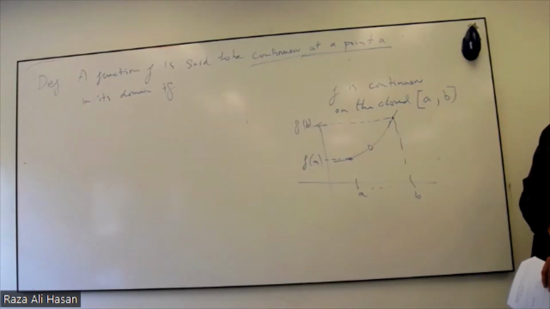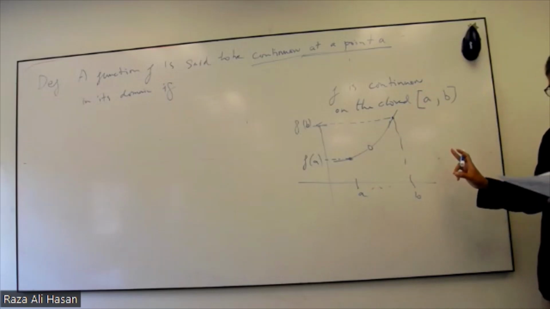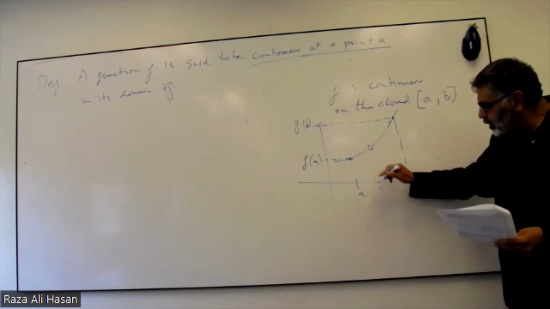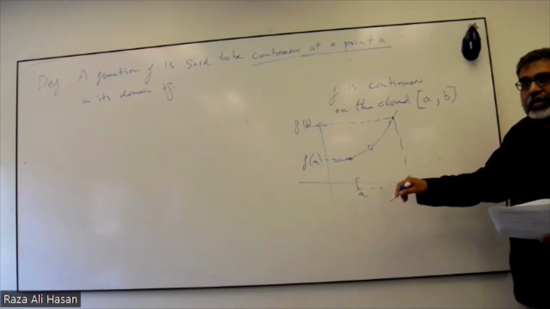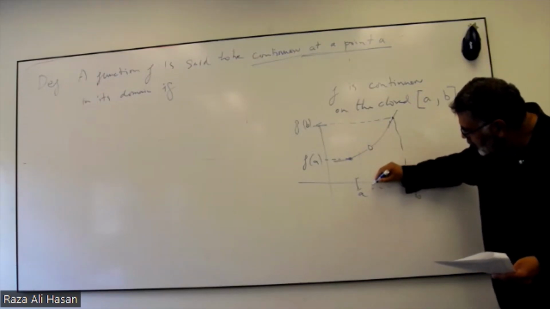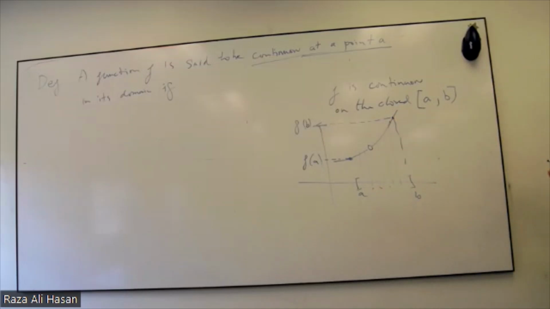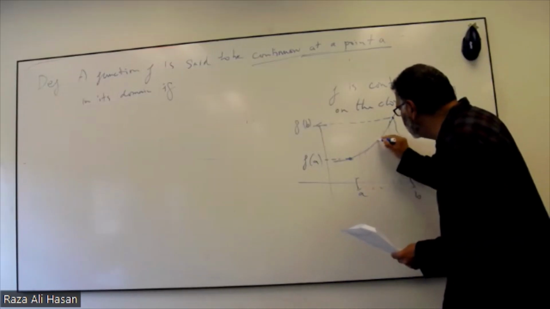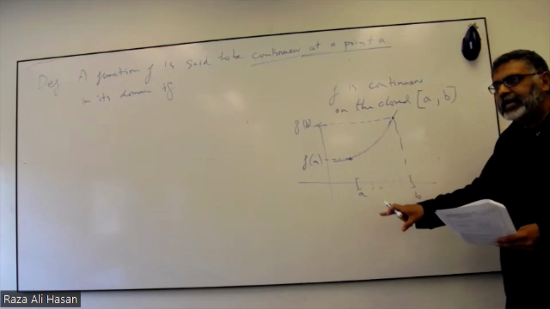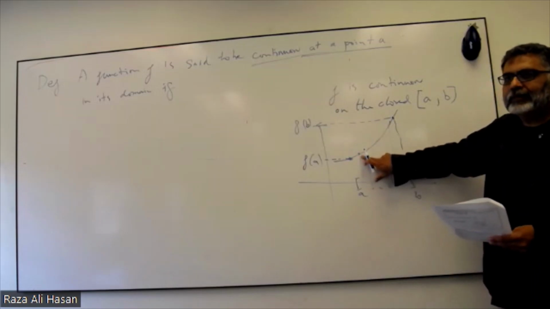Is it? We have to check, what do we have to check? First, is it defined at every point of the closed interval, and at each point, is the functional value the same as the limit at that point? And the answer is, if I took this out, this function is continuous on this closed interval, because at each point in this closed interval, the function value is the same as the limit.